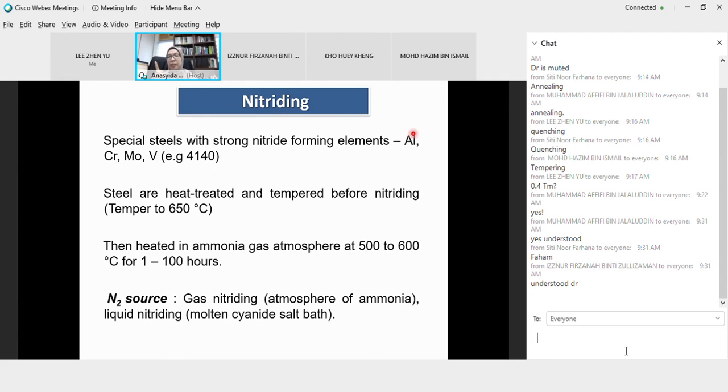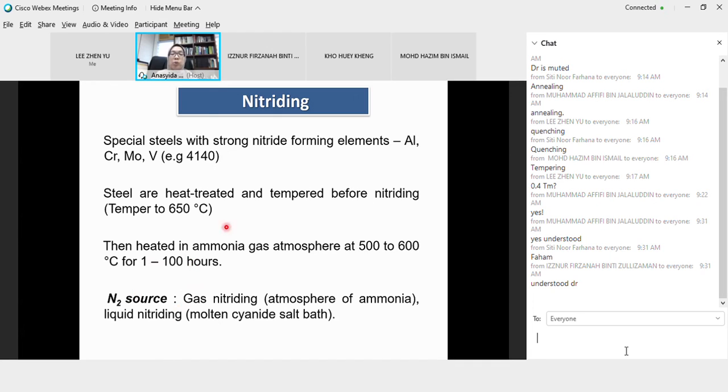Remember that nitrogen will become solid solution, primary solid solution. So the first one is primary solid solution. So the second one will form secondary solid solution. So we need these two phenomena. Maksudnya kita perlukan solid solution dan kita perlukan juga formation of compound to increase the strength of the surface. So selalunya dia akan heated dulu dan tempered sebelum proses nitriding. So then they heated in the ammonia gas at 500 to 600 temperature untuk lebih kurang 1 to 100 hours. It's a very long period.